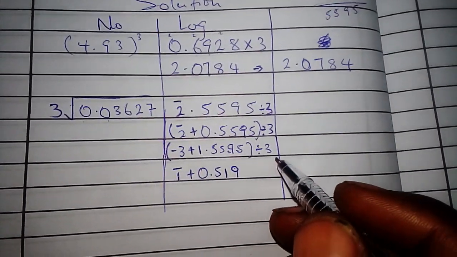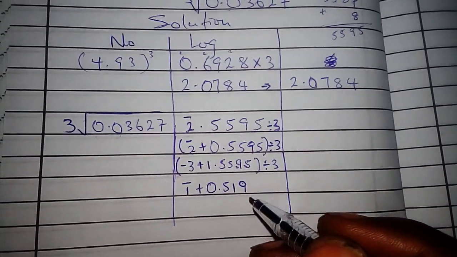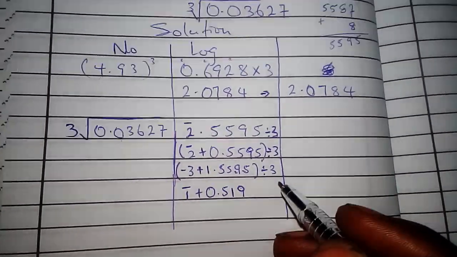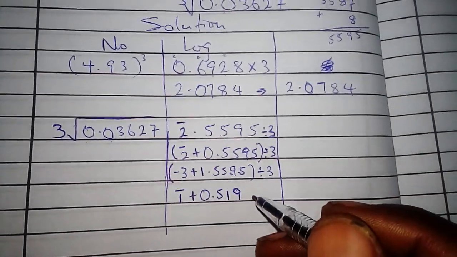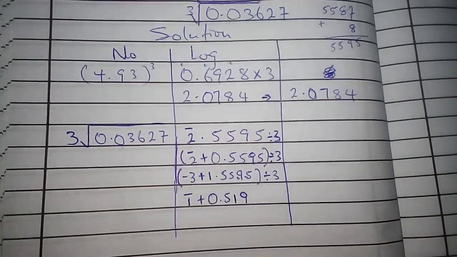Some of you are using calculator. Don't use calculator. Use your brain. Except critical math, where you need to use the calculator. All these ones require your brain, because the calculator at times will give you error. That's why it's compulsory to solve logarithm in WAEC questions.